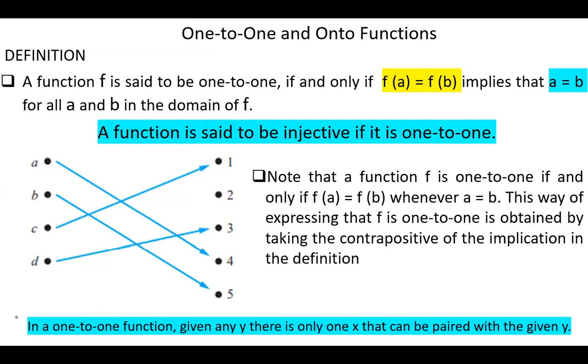First, one-to-one functions. A function f is said to be one-to-one if and only if f of a equals f of b implies that a equals b for all a and b in the domain of f. A one-to-one function is said to be injective. In this figure, we have an example of a one-to-one function. Note that given any y, there is only one x that can be paired with the given y.